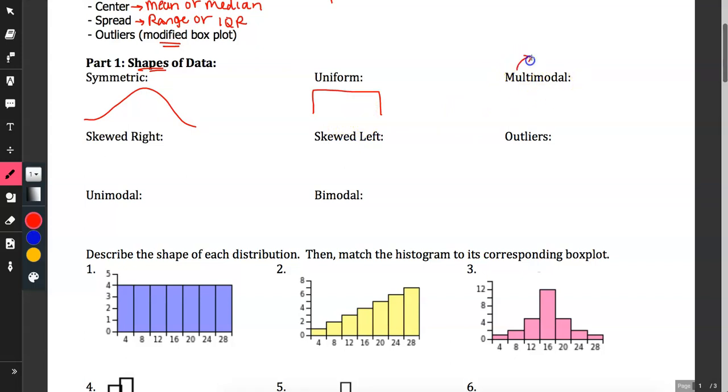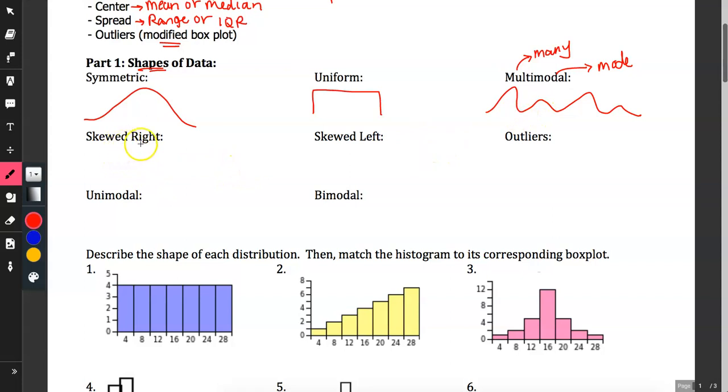Multimodal. Multi means many. Modal is literally talking about the modes of the data set. So mode is most frequent or most common. So multimodal would basically look like a data set that has many peaks. It might look something like this. It has lots of peaks where there's a lot of frequency in that range if it's a histogram.